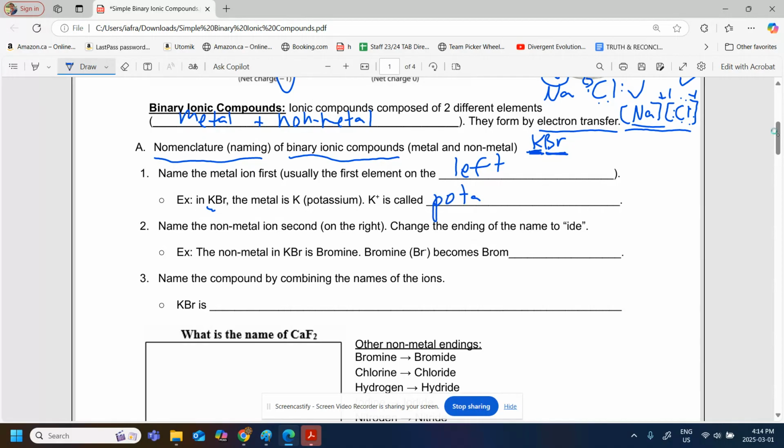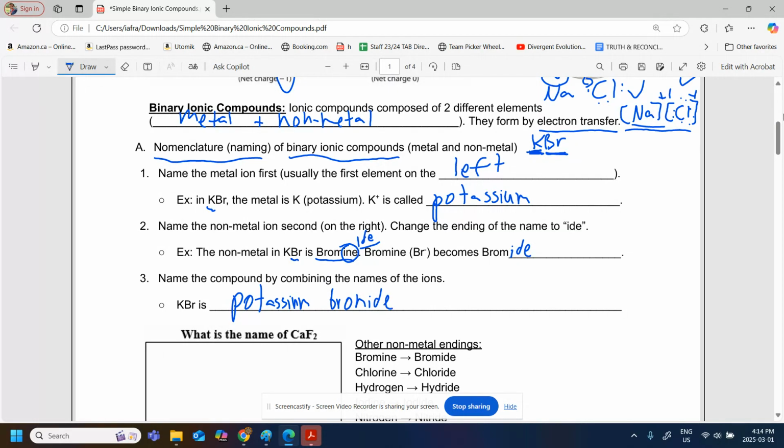So that's simply potassium. The next part is where you have to change the name a little bit. You look at the non-metal Br, which is bromine. You change the ending to bromide, to IDE. So bromine becomes bromide. You change INE to IDE. So that means that the name of this compound is potassium bromide.